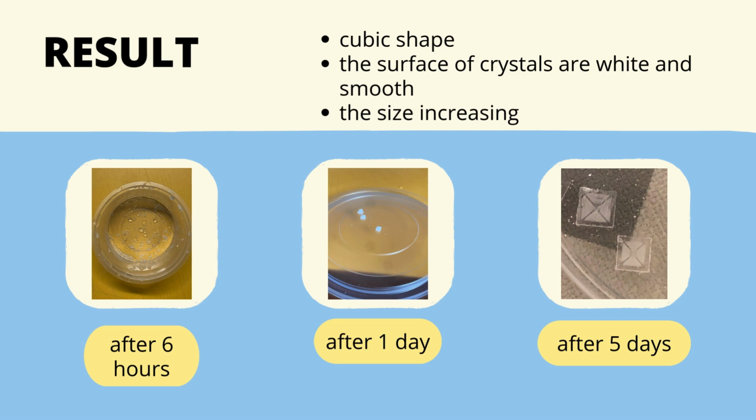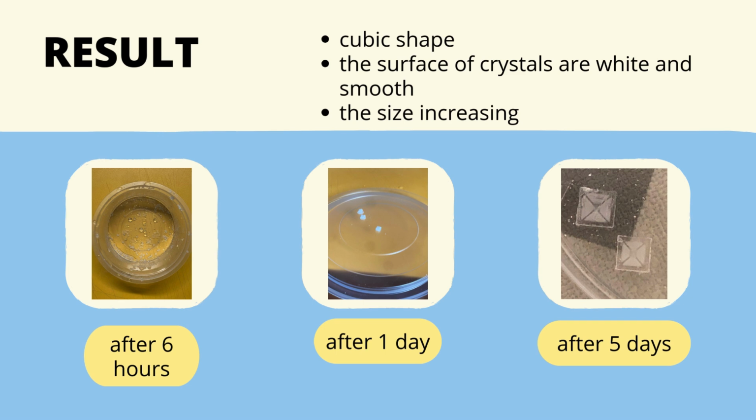After 1 day, the growth of the crystals is significantly more pronounced. The crystals have grown and their cubic shape is much clearer. The surface remains white and smooth, and the increase in size indicates that the crystal is still actively growing and forming. After 5 days of growth, we see a substantial increase in the size of the crystal. The cubic shape is well defined, and the surface remains consistently smooth and white, reflecting the purity and regularity of the crystal structure. Over the course of these 5 days, the growth has been steady, and the crystals have reached a mature stage where their form and appearance are almost fully developed.